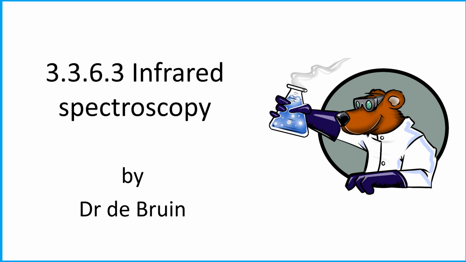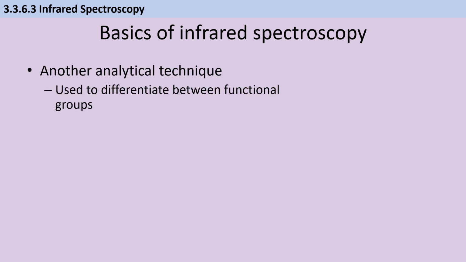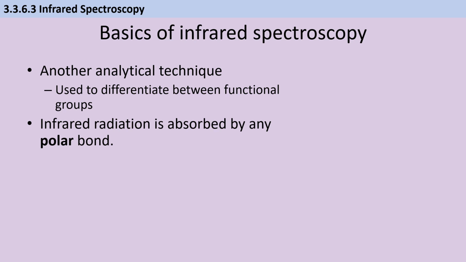This is a video about the A-level chemistry topic of infrared spectroscopy, which is part of the organic analysis topic. Infrared spectroscopy is another analytical technique that can be used alongside mass spec and test tube reactions to figure out the identity of a substance. Like test tube reactions, it's used to identify the functional group, so that's the group of atoms that are responsible for that molecule's chemistry.